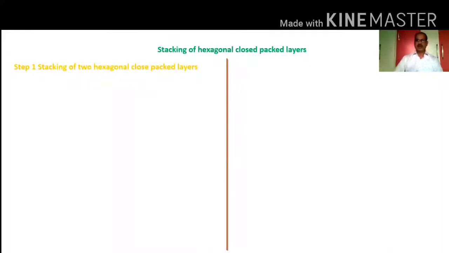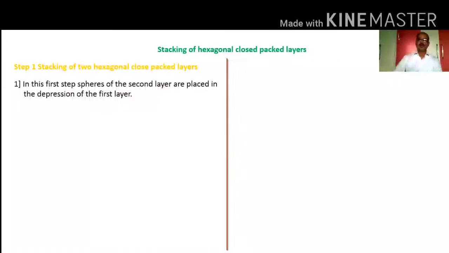What I will do is, I will take the first layer, which is a base layer, and I will arrange the second hexagonal layer on it. This is the first step, which is known as stacking or arranging two hexagonal close packed layers. Now in this step, what do we do? Spheres of the second layer are placed in the depression of the first layer.